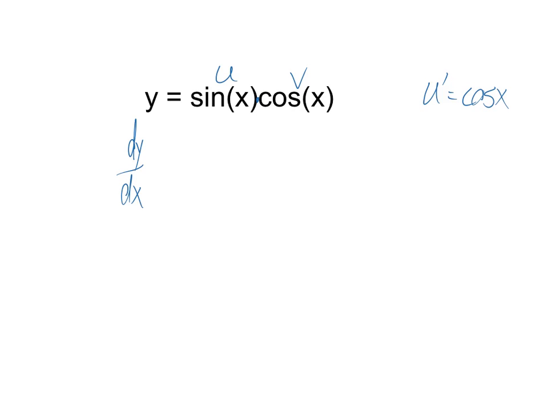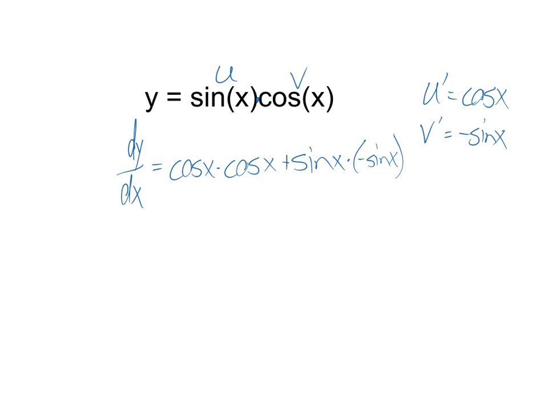Cosine x. V prime is negative sine x. Good. All right, so let's work through this. We have u prime times v plus u times v prime. Okay?